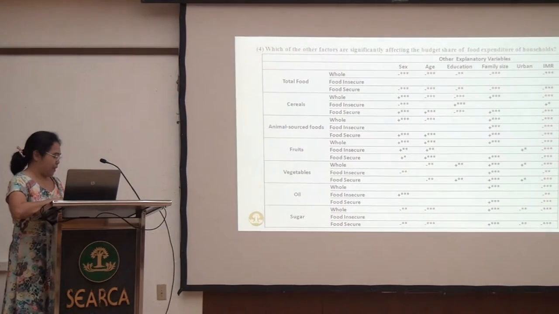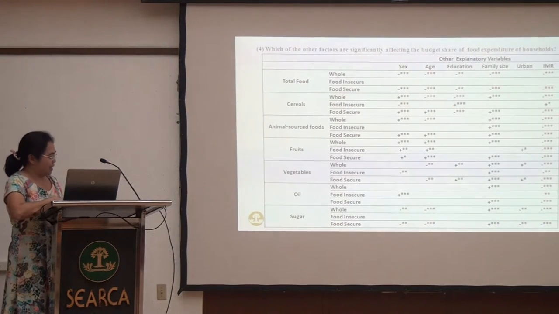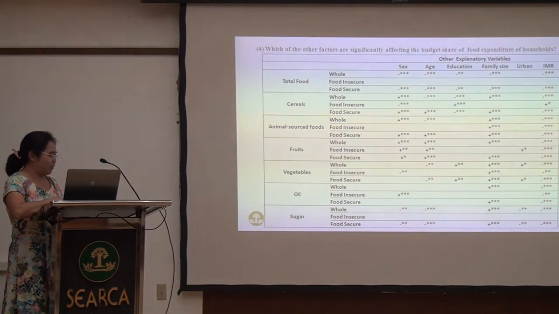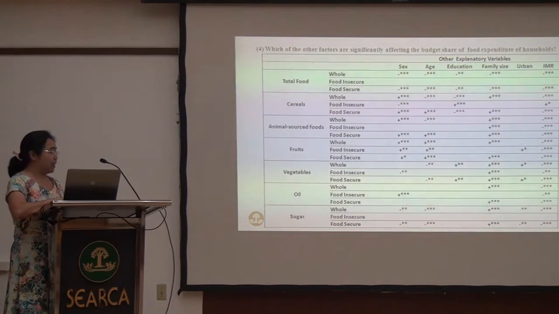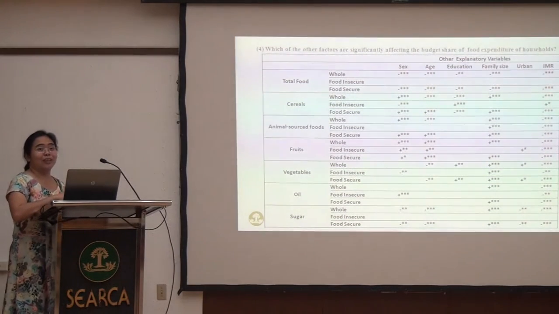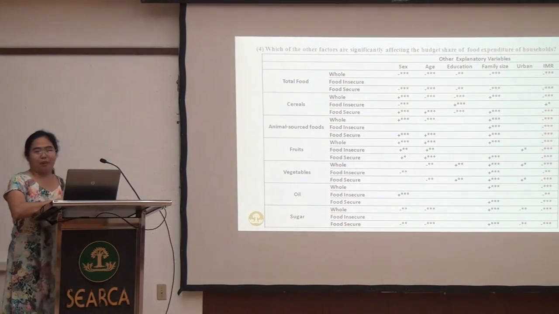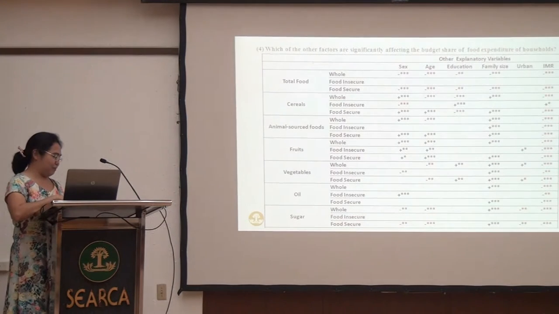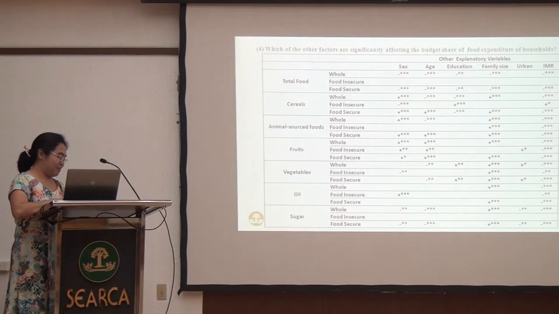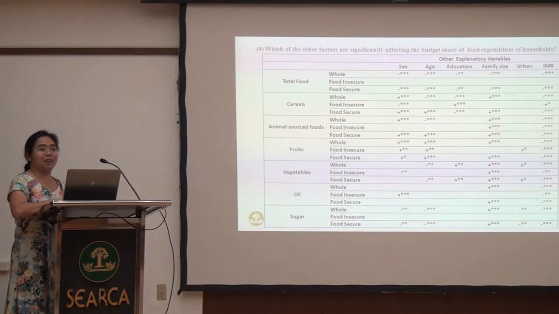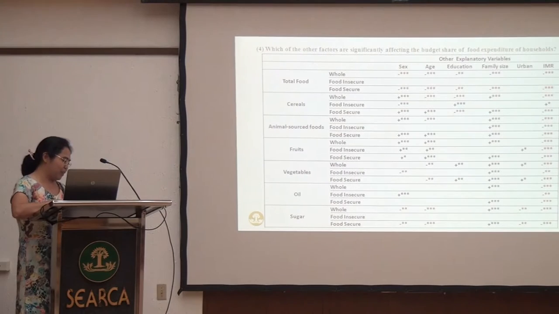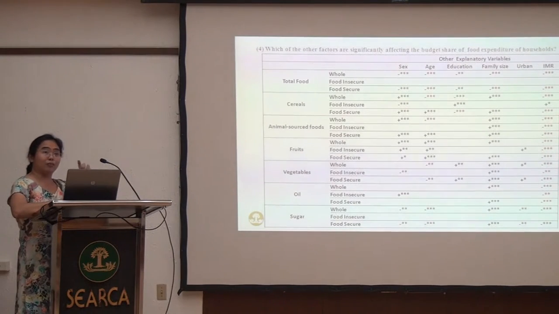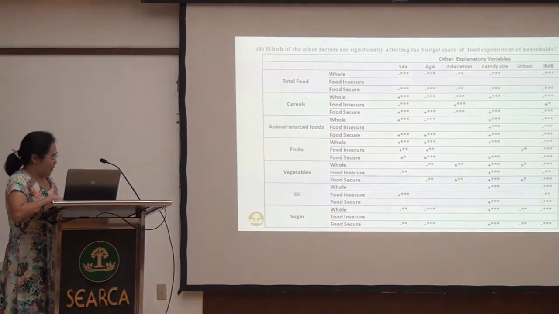Okay, so let's have another set, and that is the age. The older the household head, the less they tend to spend on food as a whole, except for fruits. Maybe we can ask some older generation household heads if it is true. But based on my personal survey, it is true. They do spend more on fruits, but less on total food. Maybe because of the sickness that they are in.